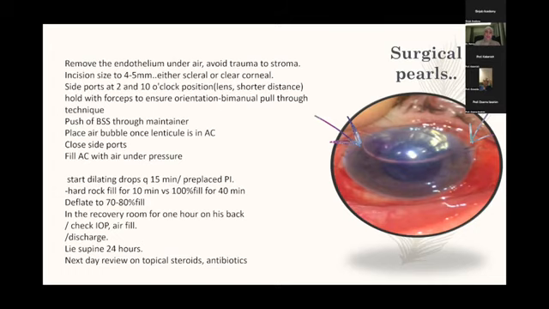I place the side ports at 2 and 10 o'clock position. This means that there's a shorter distance for you to pull the lenticule from the other side. As I said, hold the forceps to ensure orientation. This is a bimanual pull-through technique. A push of BSS through the maintainer. Place the air bubble once the lenticule is in the AC. Close your side ports. If you have still air bubble escaping from the side ports, you can use viscoelastic over the wound in order to make sure that you're not manipulating a lot the eye. Fill the AC with air under pressure, and start, as I said, dilating drops.